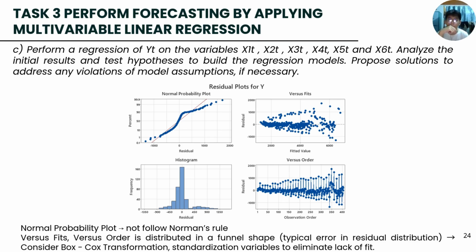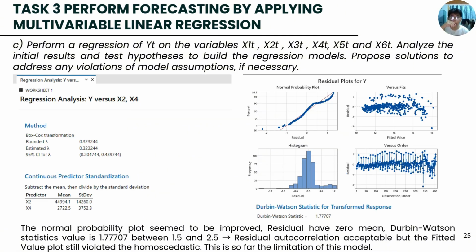We can see that the normal probability plot follows the normal rules, but the versus fits and versus order plots are in a funnel shape, which is the typical error of a residual distribution. So we consider a Box-Cox transformation or standardization to reduce the lack of fit. After we run the Box-Cox transformation with the lambda optimized in the Minitab and the standardization, we can see that the normal probability plot seems to be improved.